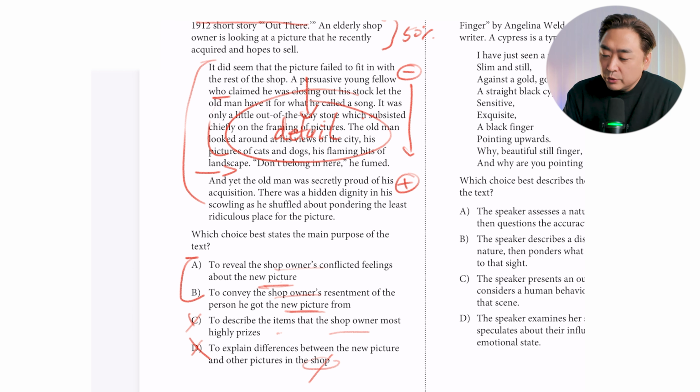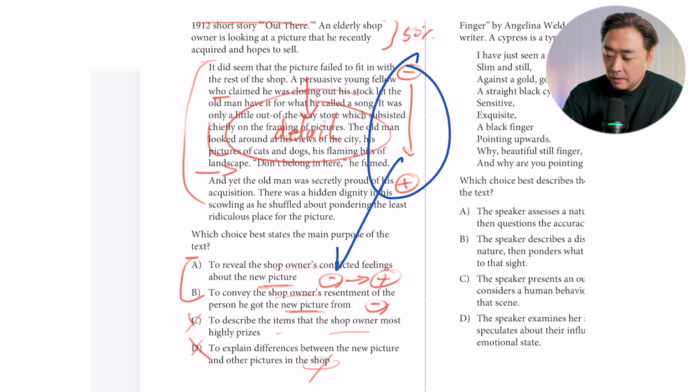Now we deep dive and go to reveal the shop owner's conflicting feelings. See how you go from negative to positive, positive to negative. That's conflicting right there. B says to convey the shop owner's resentment, which is negative, of the person he got the new picture from. Well, there's no other person in here, and you only have a negative. I go from a negative to positive here, which is exactly what I'm looking at, right? I'm going to grab that. But if you look at B, it's just negative. I don't have a positive. I didn't switch. Where is my secretly proud? So B's out, A's it.